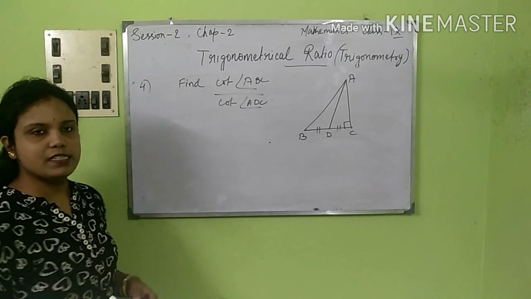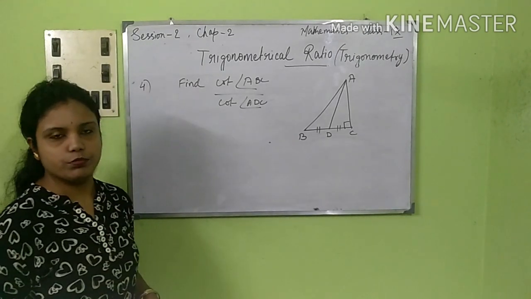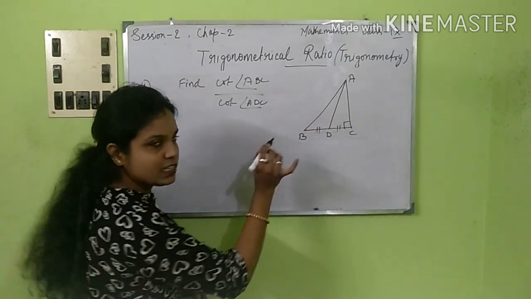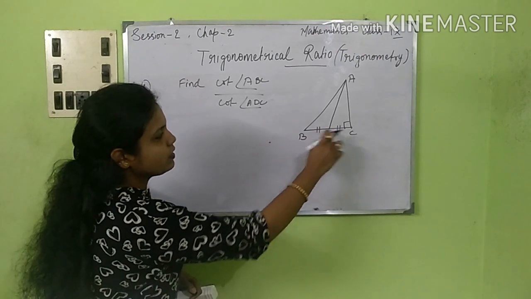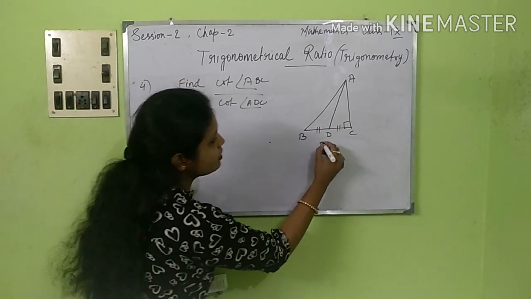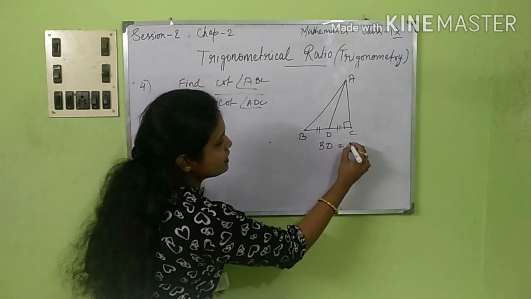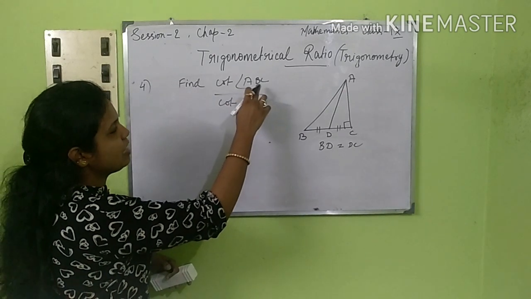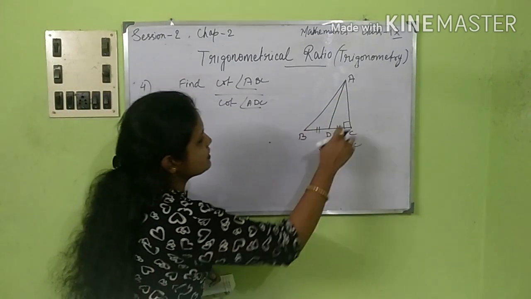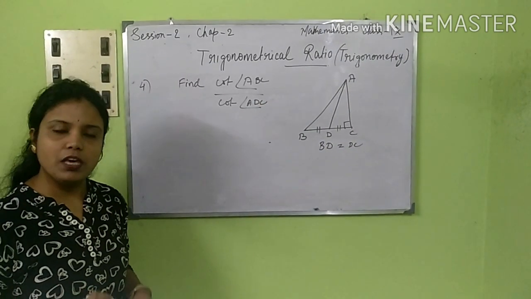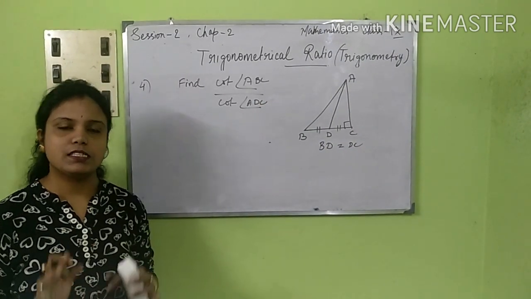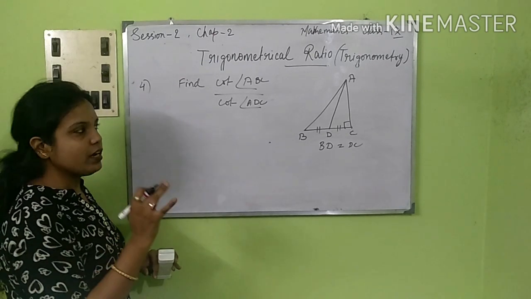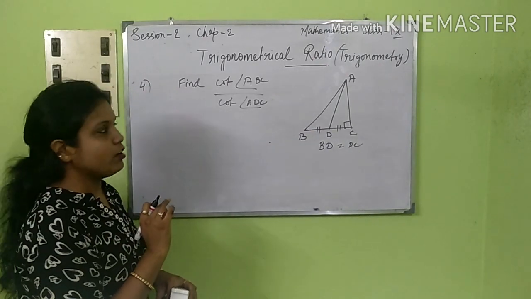Now coming with the fourth example, this is a particular figure given to you, okay. Now in this figure you can see that it is right angled at C and AD is a median. It is dividing the particular side BC into 2 equal halves, where you are getting the condition that BD is equal to DC, okay. Next, you have to find out the value of cot angle ABC by cot angle ADC. ABC is a bigger triangle, ADC is a smaller triangle, okay. Now cot means you already know it is base by perpendicular, okay.